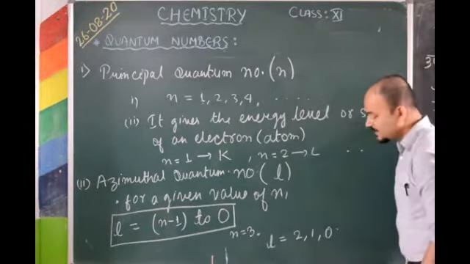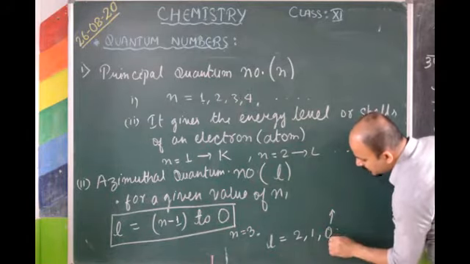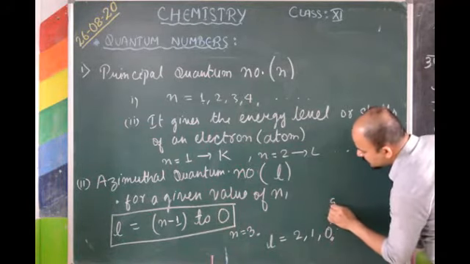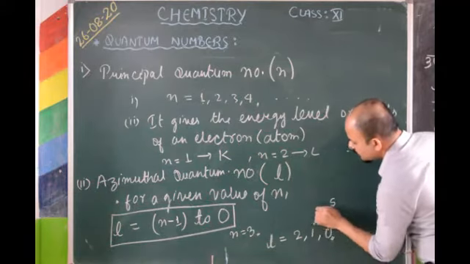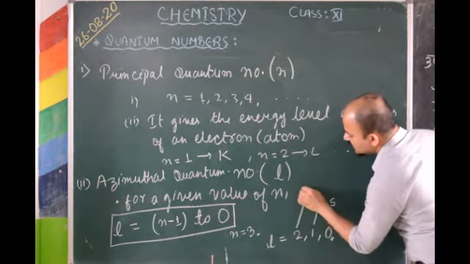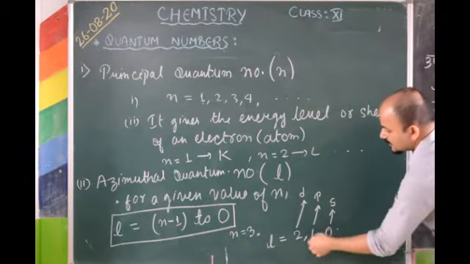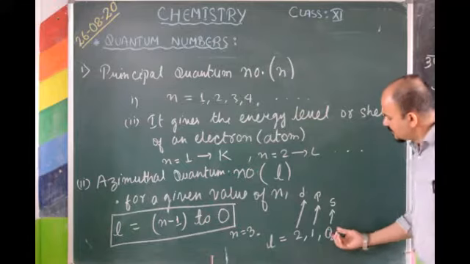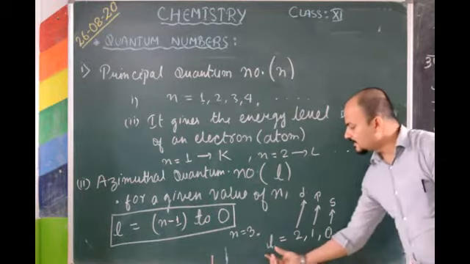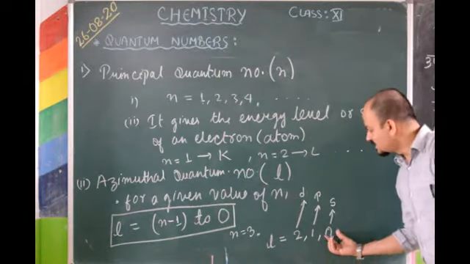Now, please look at it carefully. Whenever the value of l is 0, it is designated as s. Whenever it is 1, it is p. Whenever it is 2, it is d. And if it is 3, so here in this case, for l equals 0, it is given the designation as what?